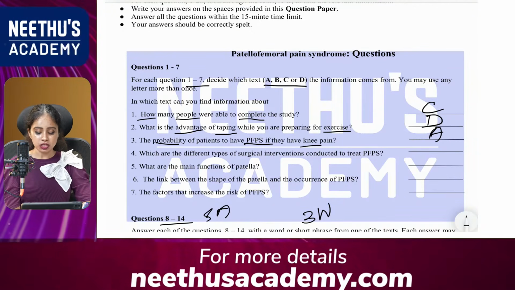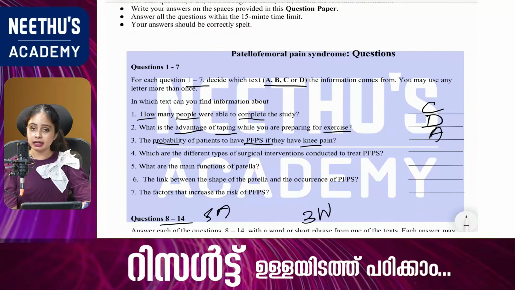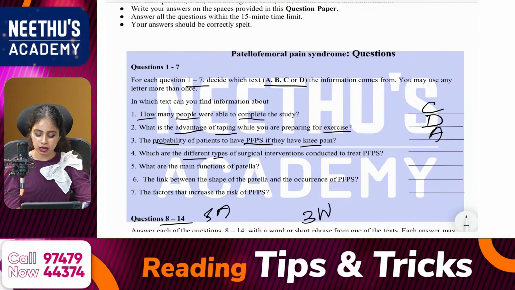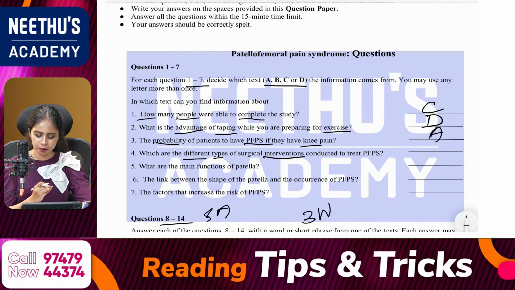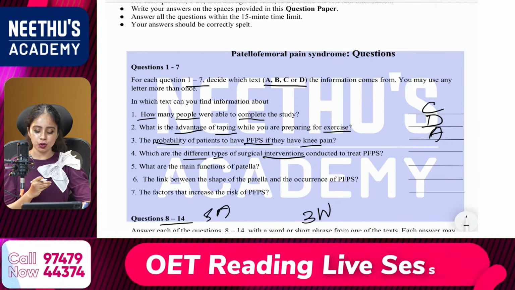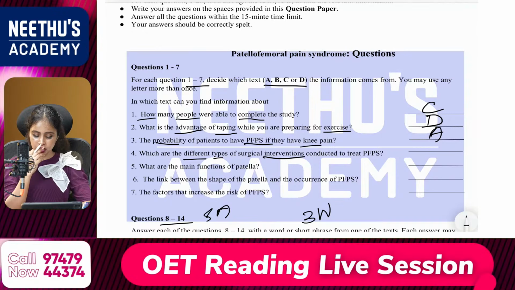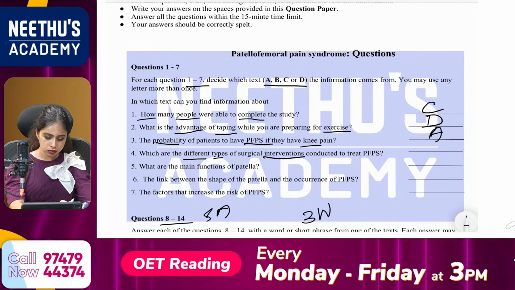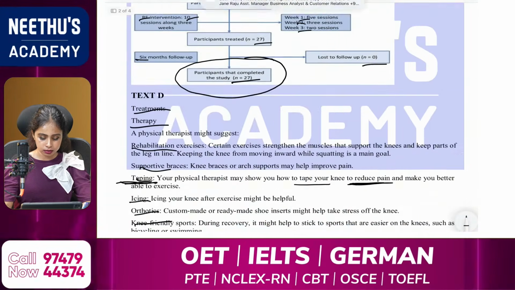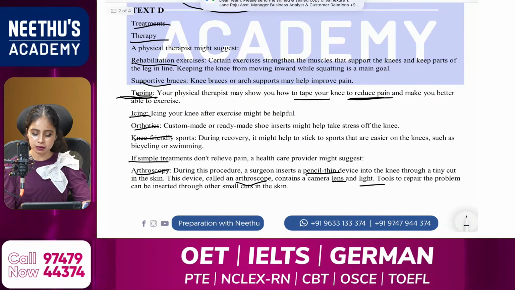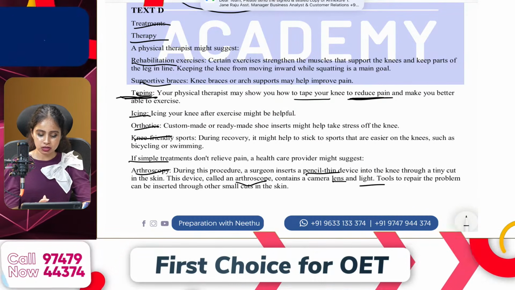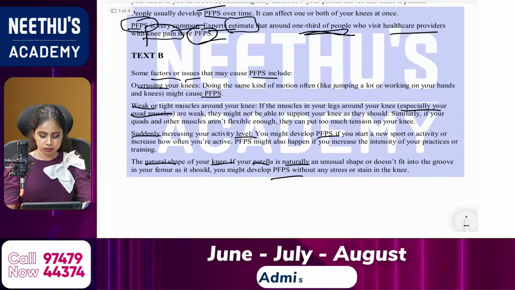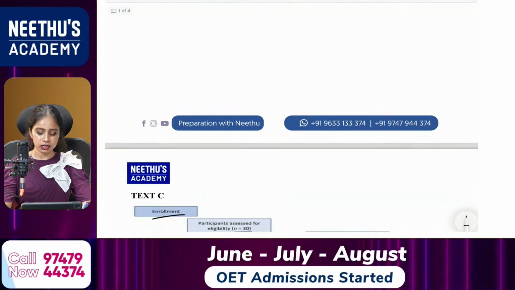Fourth one. Which are the different types of surgical interventions conducted to treat PFPS? So the keywords: different types, interventions. Any idea in which text the fourth question falls? Different types is mentioned in text D. So what are the different types mentioned? Okay, so that is from text D.